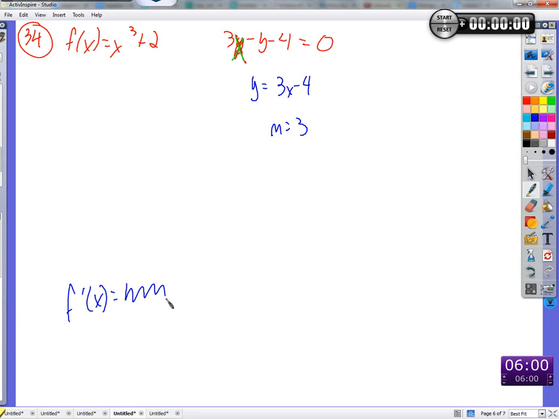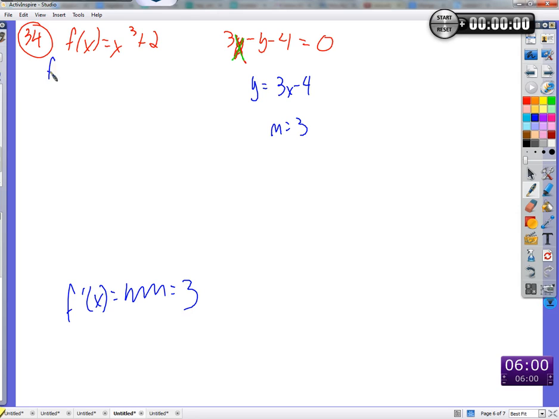What slope do I want to have? 3. So how do I find an x value where the slope is 3? What will this function tell you? The slope. What do I want the slope to be? 3. So I want to make this come out to be equal to 3, and we'll solve for x. But there's the part in between that.